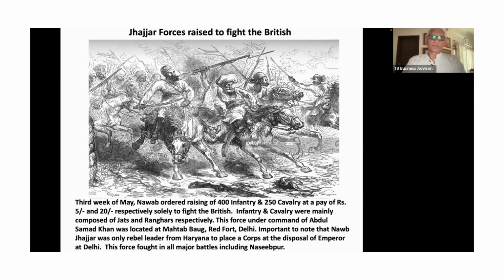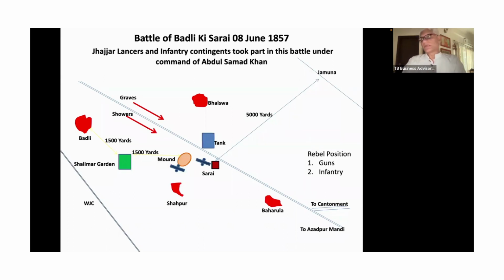It's important to note that Nawab Jhajjar is the only rebel Haryana native prince to place a corps at the disposal of the Emperor at Delhi, which will go on to fight in all the major battles, including the one fought at Nasibpur or Narnaul. The first battle this corps fought was on 8 June 1857. The British record it as the Battle of Badli Ki Sarai.